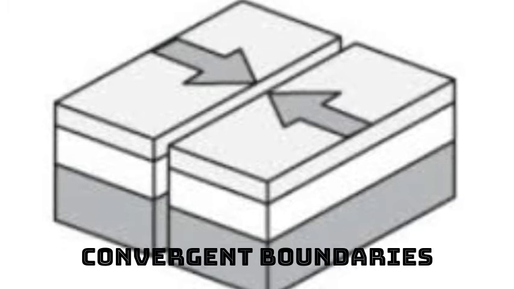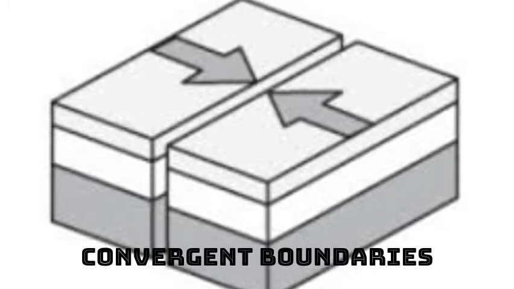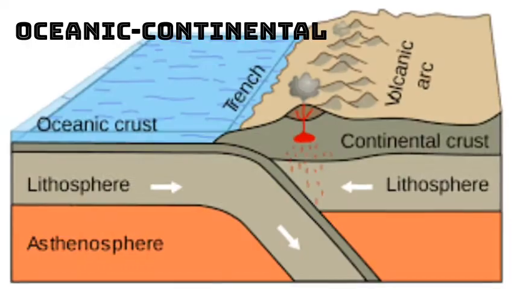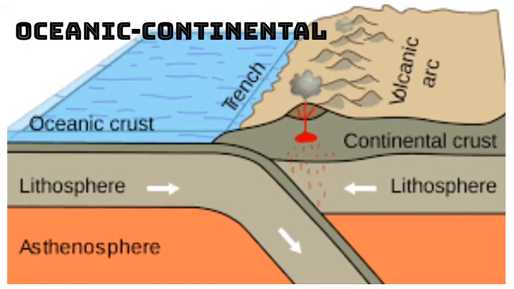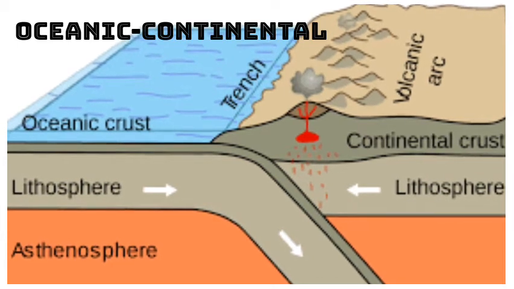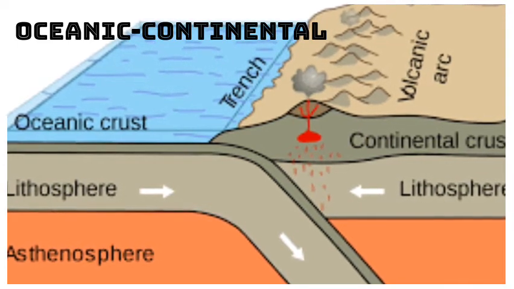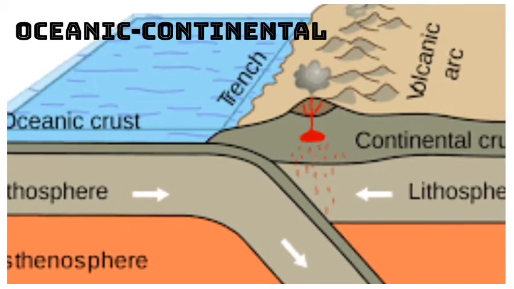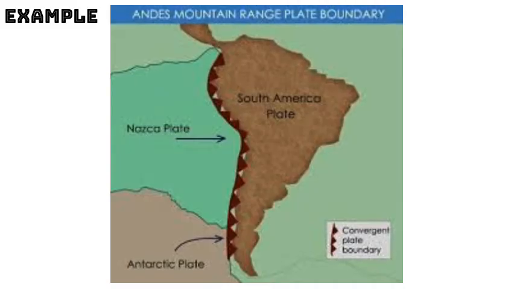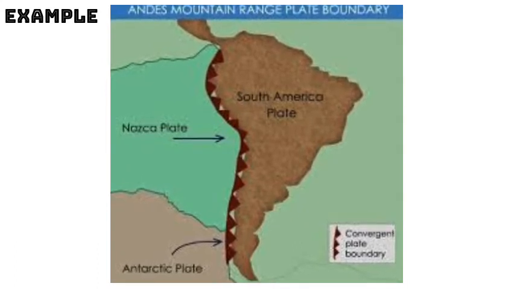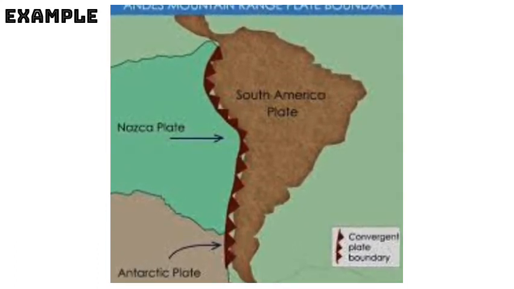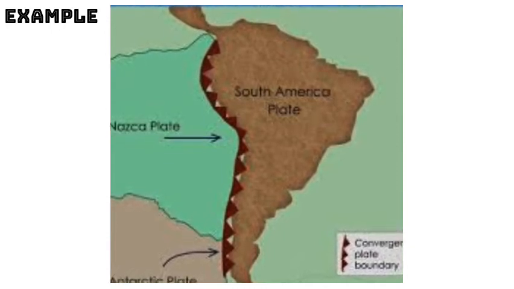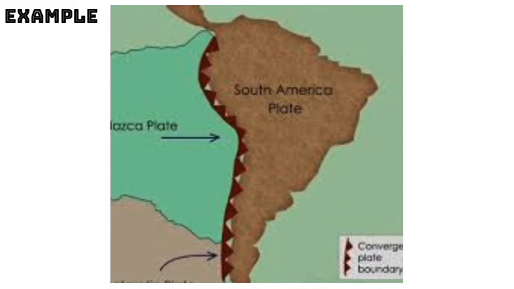There are three different types of convergent plate boundaries: oceanic-continental, oceanic-oceanic, and continental-continental. Oceanic-continental occurs when the continental crust converges with the oceanic crust. The continental crust folds while the oceanic crust subducts into the mantle, causing it to melt. This creates volcanoes. A great example of an oceanic-continental convergence is the volcanoes in the Andes Mountains. They are produced by the molten rock generated by the subduction of the Nazca Plate under the South American Plate.